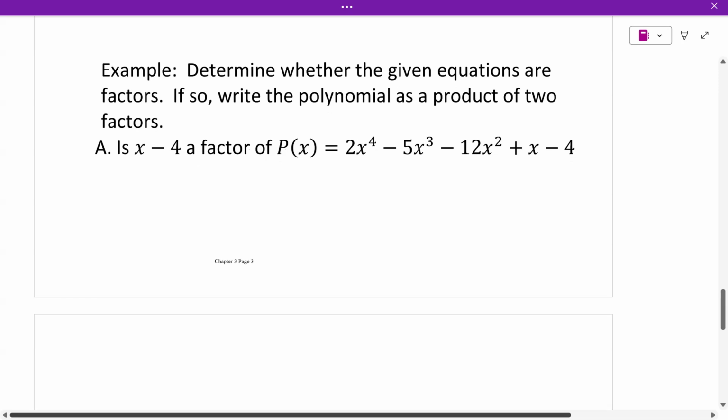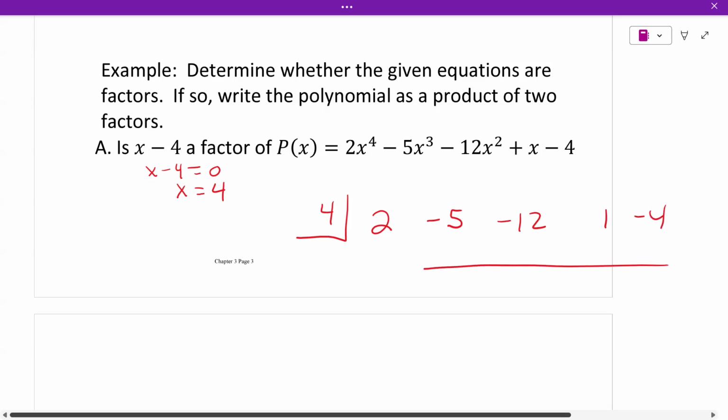All right, is x minus 4 a factor of this? We have to use what's called the factor theorem. So if it's x minus 4, we have to set x minus 4 equal to 0, so x equals 4. So 4 goes in the blank. So it's 2, negative 5, negative 12, 1, negative 4. And if it's a factor, then the remainder has to be 0. If the remainder is any other number, the answer is no, it's not a factor.